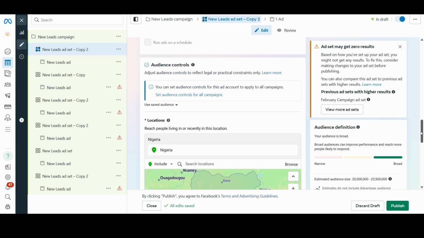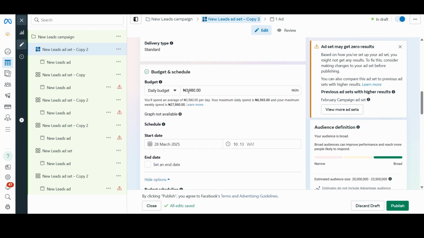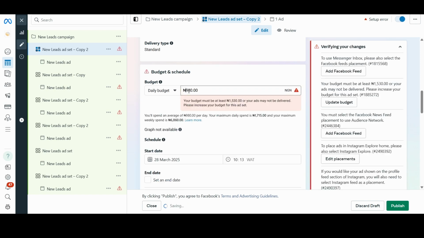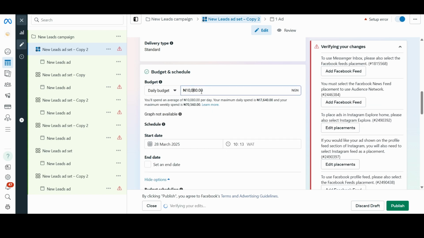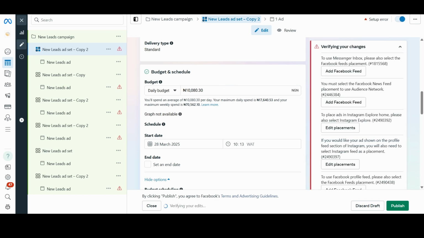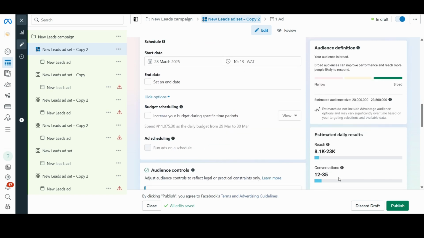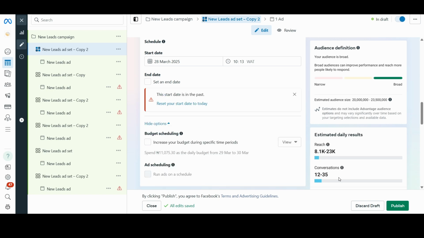So let's do something here. Let's increase the budget and see what happens. So let's say, because we have 5 ad sets, let's run 10,000 naira. Okay? 10,000 naira per day. I usually do not like using a round figure. So let's add 30 kobo here. Right? See? Suddenly, we have 12 to 35 conversations. So it has to do with how much you're spending because of the number of ad sets. So I'll usually encourage you to do 2,000 naira per ad set for better optimization.